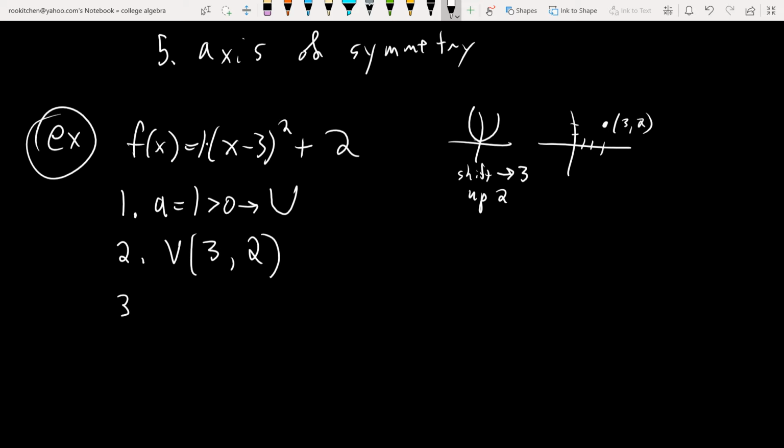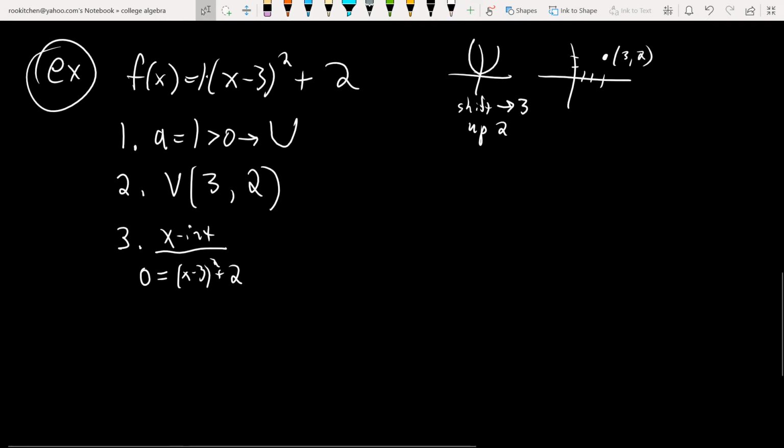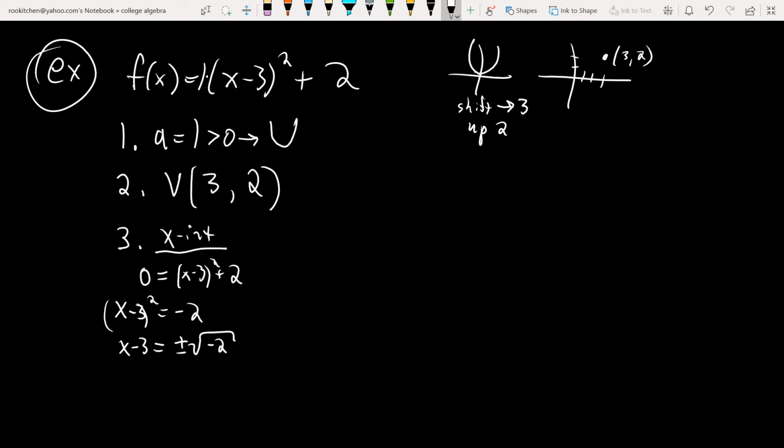Okay, x and y intercepts. For the x-intercept, you let y equal 0. So I have 0 equals (x minus 3) squared plus 2. I can use the square root property to solve this. So move the 2 to the other side, negative 2 here. The square root property says x minus 3 is equal to plus or minus the square root of negative 2. So there's not going to be an x-intercept because it's imaginary. At this point, you can graph imaginary numbers, but we don't. So there's no x-intercept.